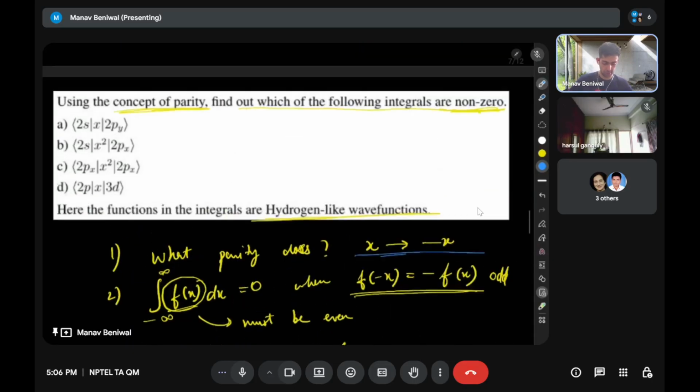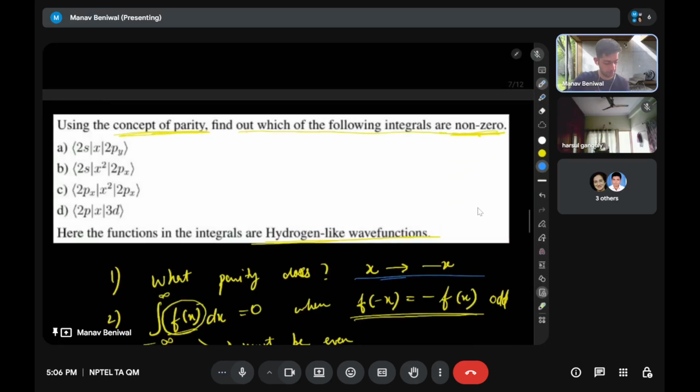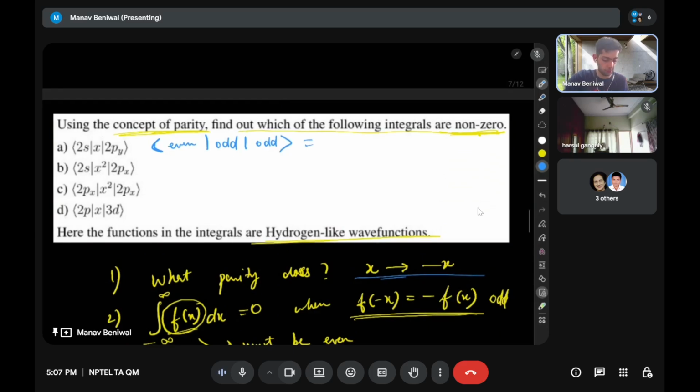Now let's go back to the problem and solve it here only. So s is even, x is always odd, and p is also odd. This odd times odd gives us even, and then even. So in totality this is an even parity, so this integral is non-zero.